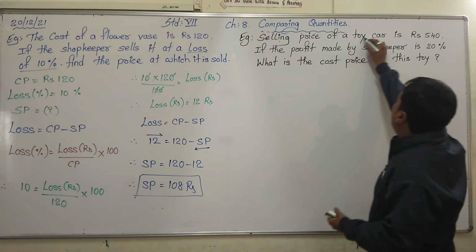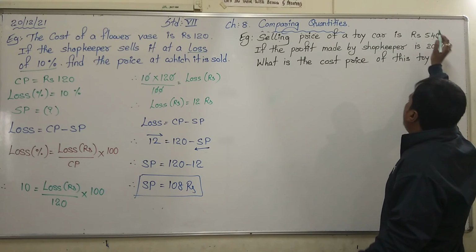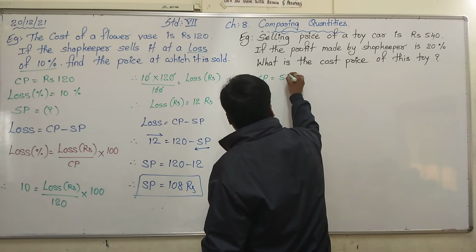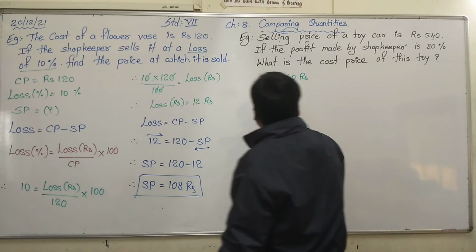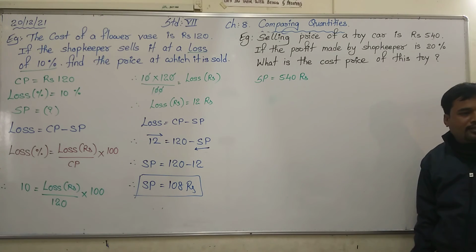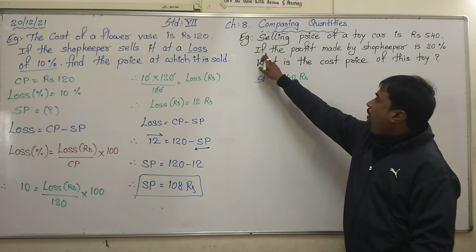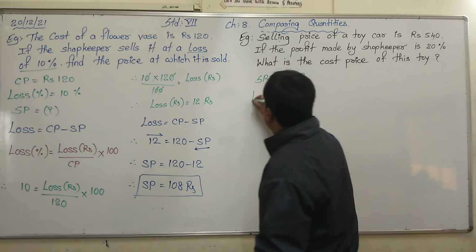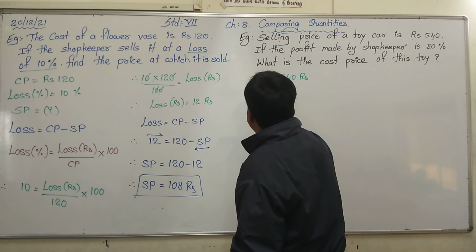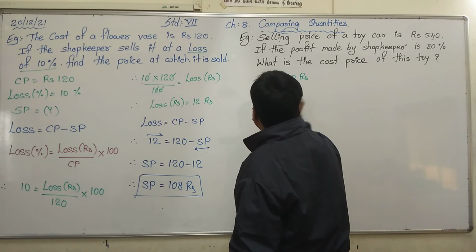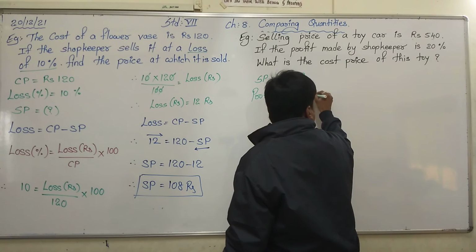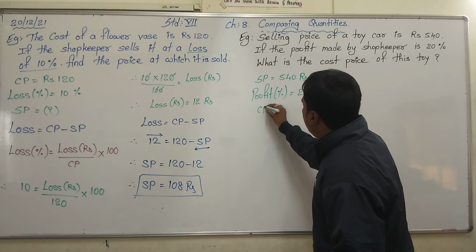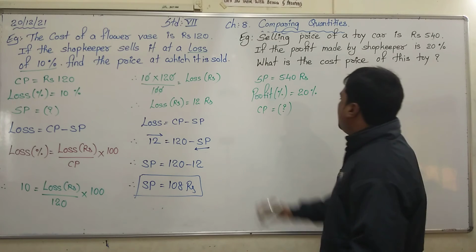Selling price of a toy car is rupees 540. So here SP is equal to 540 rupees. Right? From the first sentence. If the profit made by the shopkeeper is 20 percent. So here what is given to you? Profit in percentage is equal to 20. What we have to find is equal to how much?